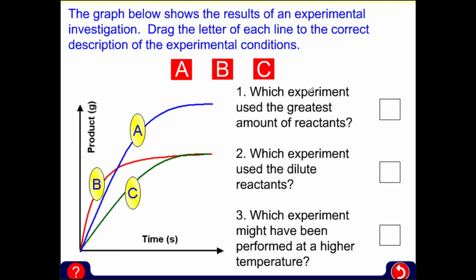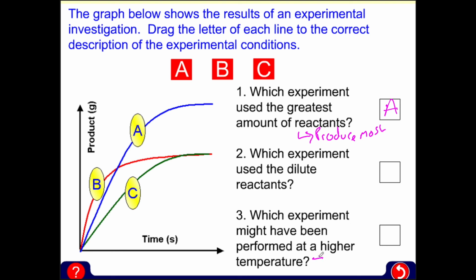Okay, so which experiment used the greatest amount of reactants? This is going to produce the most, and therefore it's going to be A. Which experiment used dilute reactants? So we'll come back to talk about that in a moment. Which experiment might have been performed at a higher temperature?